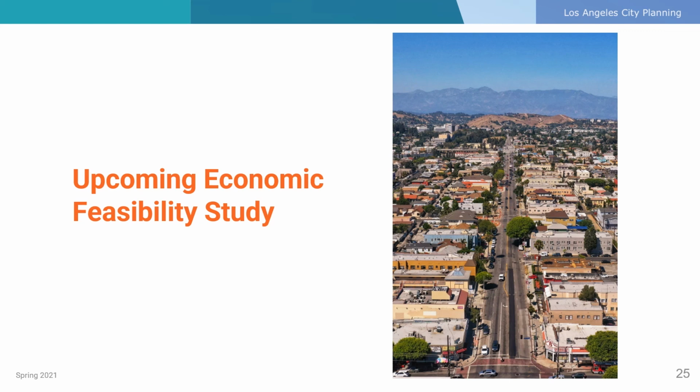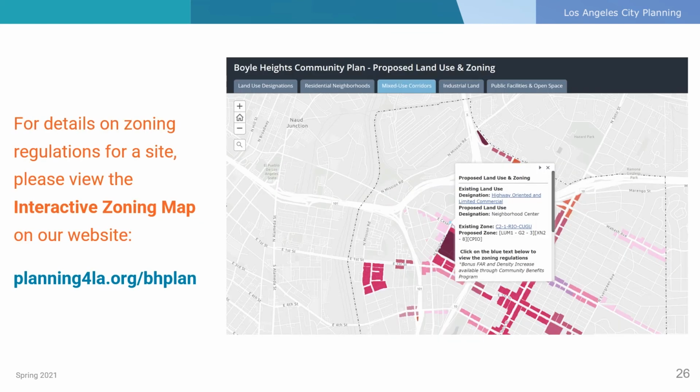For more information on affordable housing strategies, please visit our website and view our handout titled Affordable Housing Strategies. For more information and details on zoning for a specific site, please visit our website and view the interactive zoning map found on the Maps tab of our website. By searching by address or by clicking on a parcel, you can view the existing and proposed zoning and land use regulations for a site, including the base and bonus FAR and height regulations.